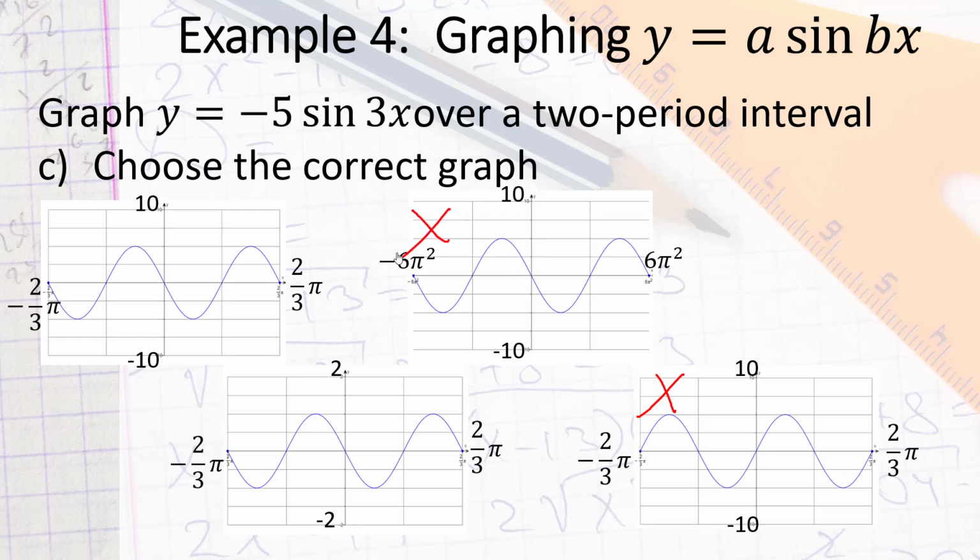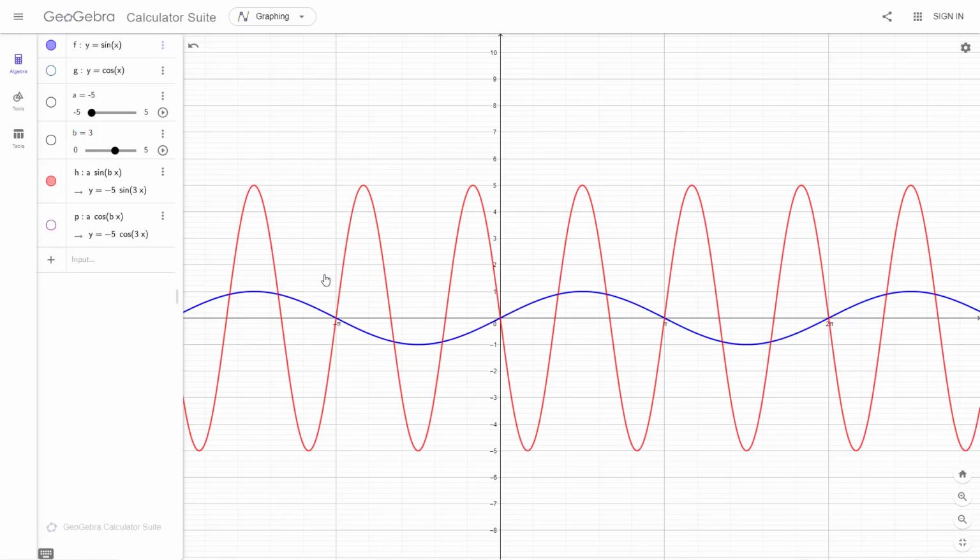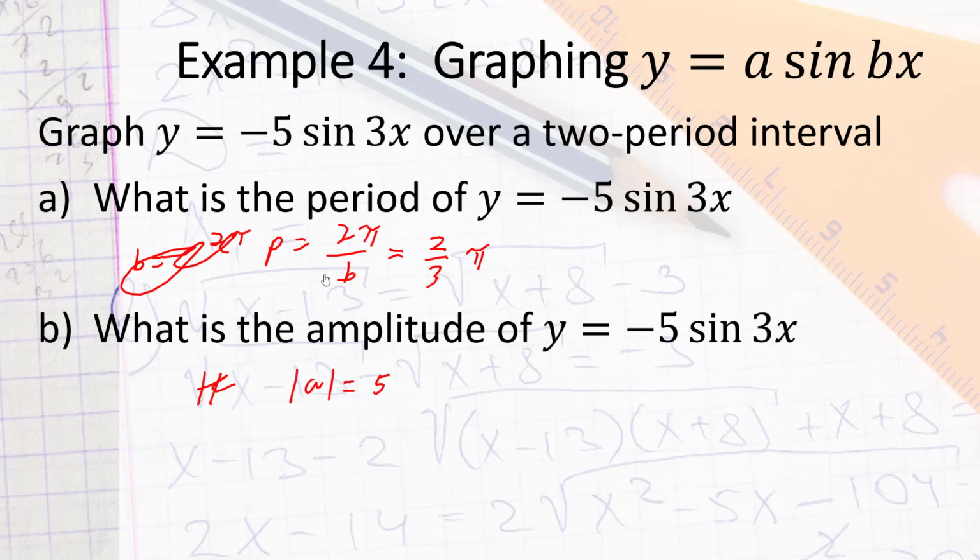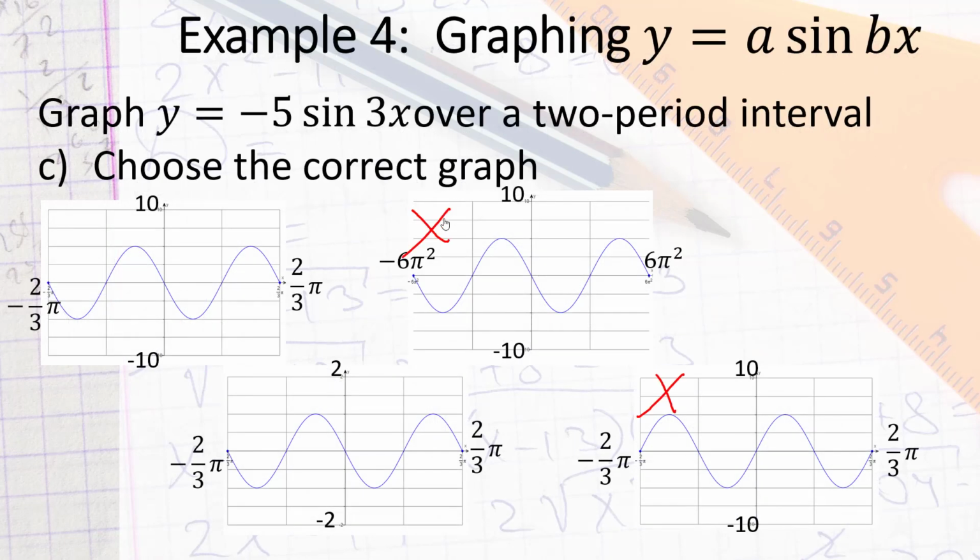Okay? The third thing that we notice is that the amplitude is equal to 5. So this graph should vary between 5 and -5. This graph varies between 1 and -1. This graph varies between, not -5, but 5 and -5. So this one must be out, and this is the graph that we would select.